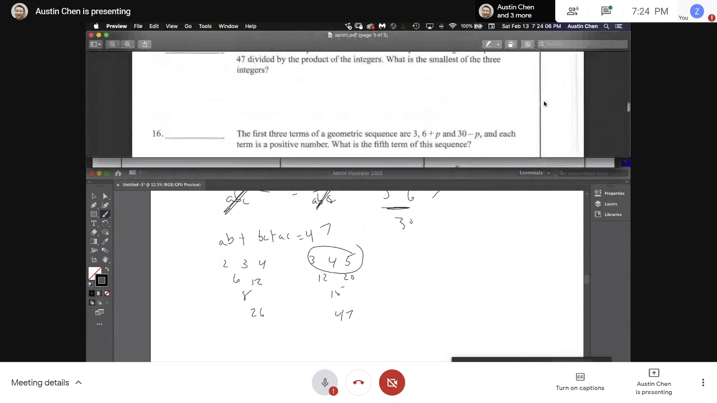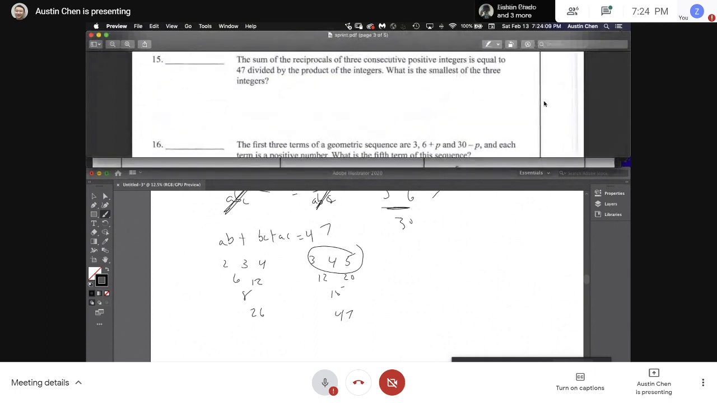Anything you want to say there, Bill? I mean, I think this requires a feel for the numbers. You just feel like, yeah, 3, 4, 5 is probably what it's going to be. Yeah, I don't really have anything to say here. Okay.